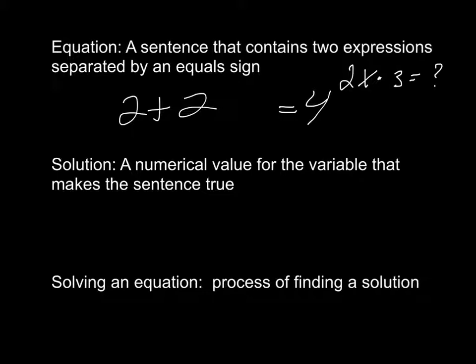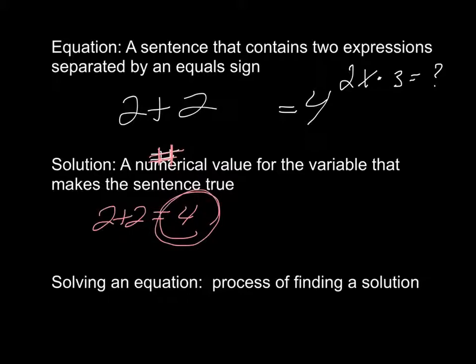The next thing we need to talk about is a solution. Now that we have an equation, we need to figure out what a solution is. Well, really, it's a numerical, which all a numerical means is just a number. Okay, let me change my color here. All a numerical means is that it's just a number value for the variable. A numerical value for the variable that makes the sentence true. So in this case, back up to our 2 plus 2 equals 4. This is our solution. It's our numerical value.